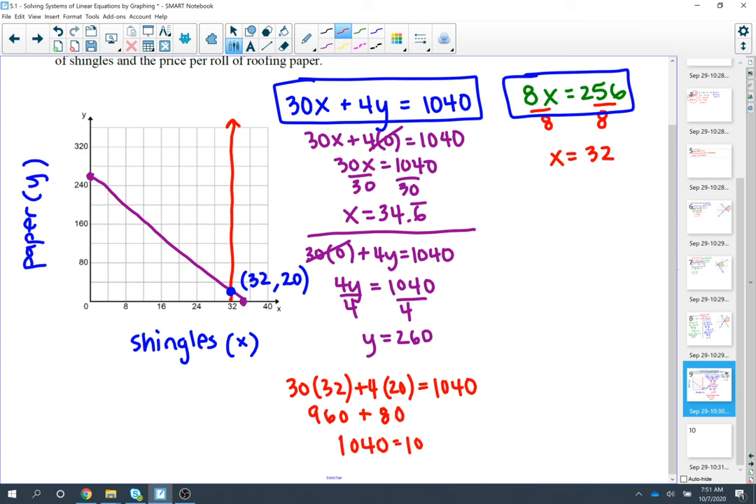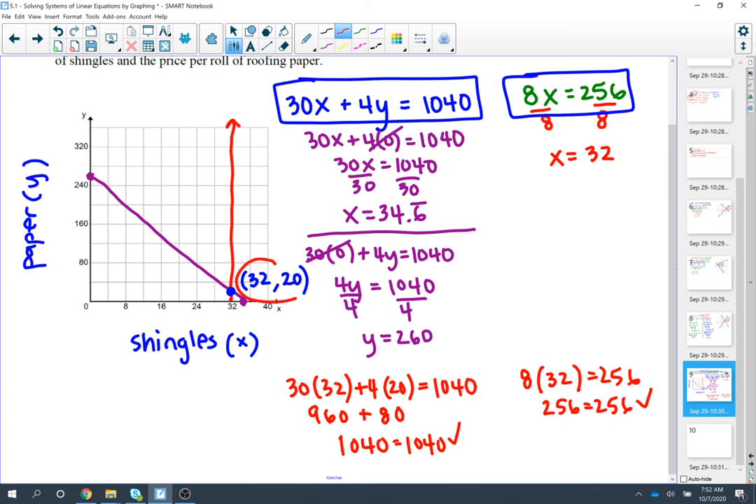1,040 equals 1,040. So far so good. Our second equation, 8 times x equals 256. So 8 times x, which is 32, equals 256. 8 times 32 is 256. So our solution looks good.